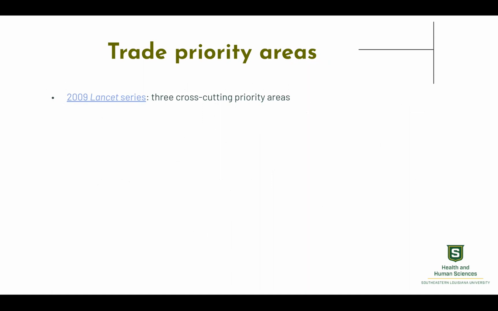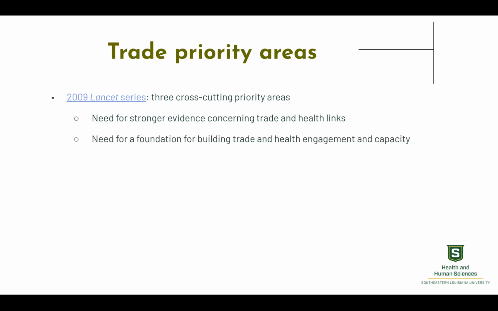The Lancet 2009 looked at a couple of priority areas that need to happen in order to have more equity in trade as a determinant of health. One is that there needs to be stronger evidence that looks at the connection between trade and health, particularly both the things that may be making it worse and the things that may be making it better. There needs to be more evidence and research on it. And then there needs to be a foundation for building trade and health agreements, so that our policies are not just focused on trade at the negligence of health, but look at both things and make sure they are both being adequately addressed.